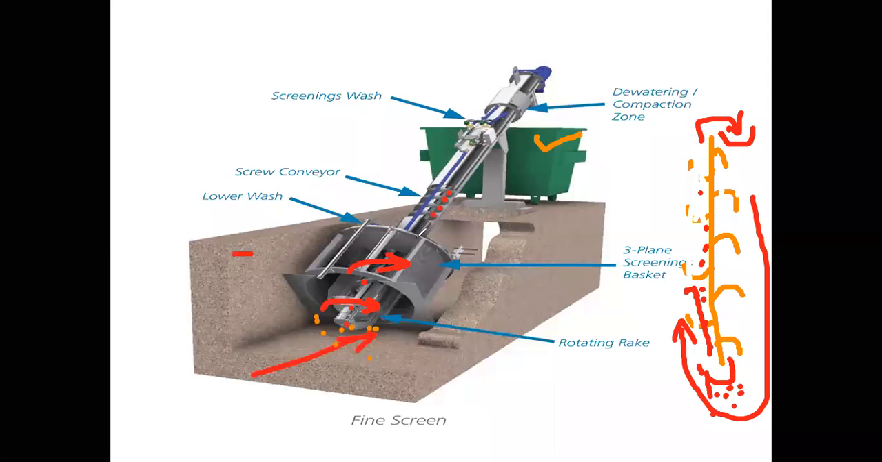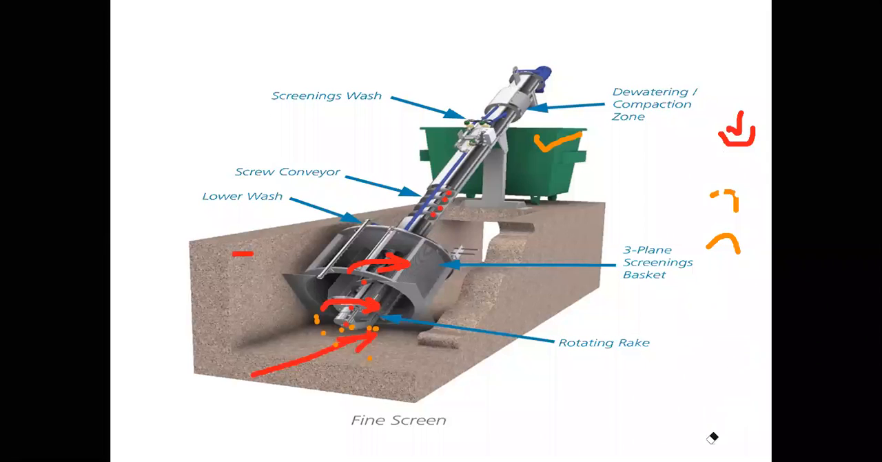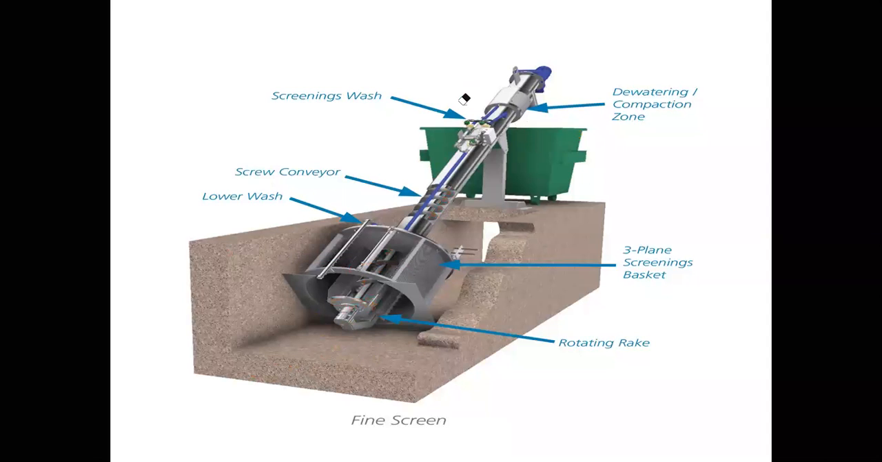But here screw conveyors are used. Either this method or this method you can use for the removal of grit, or simply you can design a tank where you can remove such kinds of particles. I will show you how to design or construct the tank. One more design is available, so we will see that first.